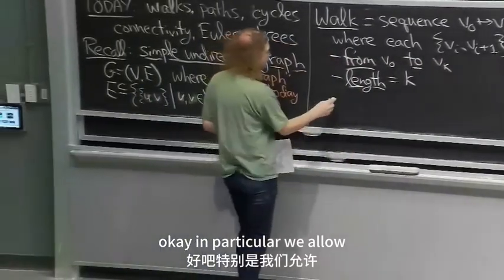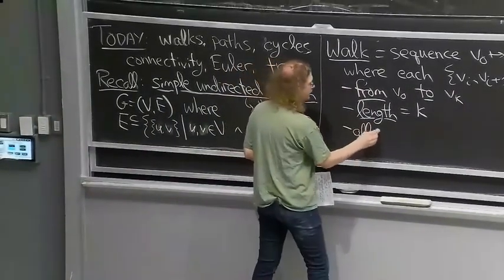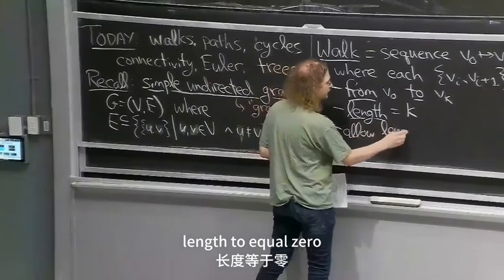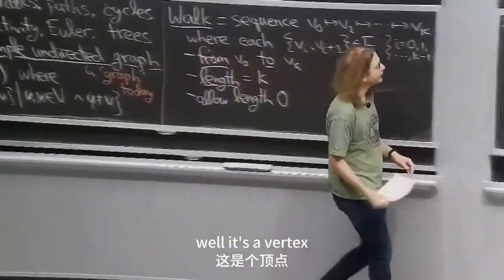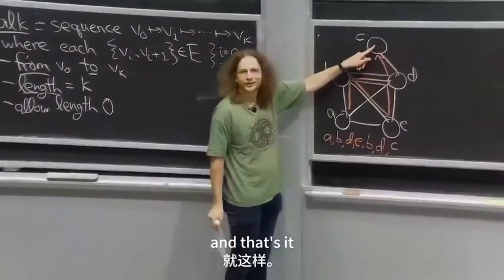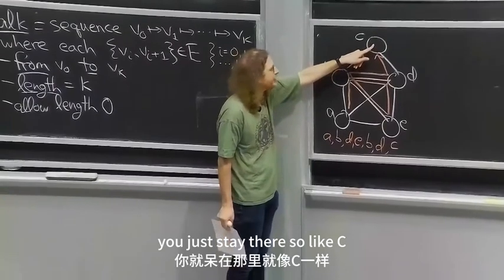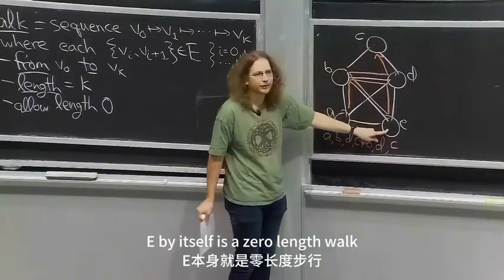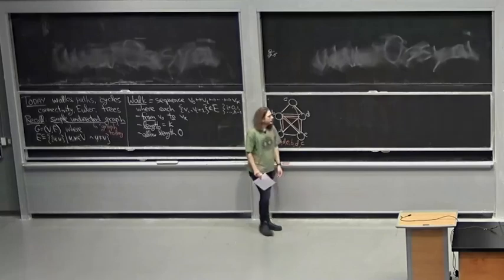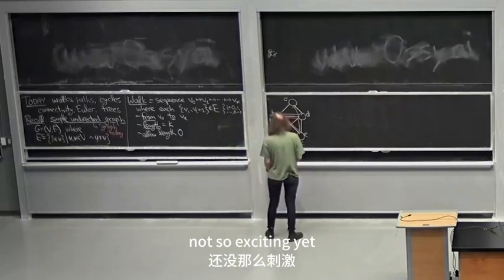Okay, and in particular, we allow length to equal 0. What does a length 0 walk look like? Well, it's a vertex, and that's it. You just stay there. So like C by itself is a 0 length walk. E by itself is a 0 length walk. Okay, not so exciting yet.